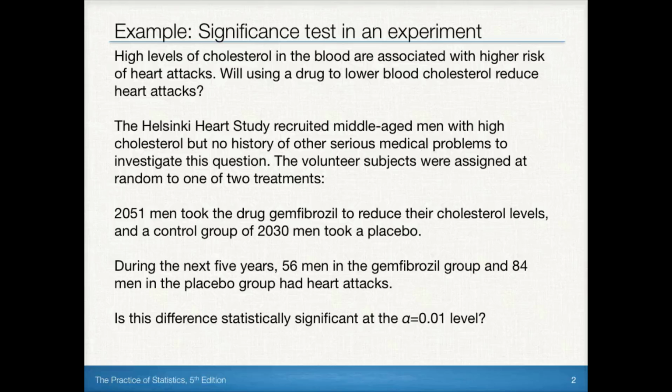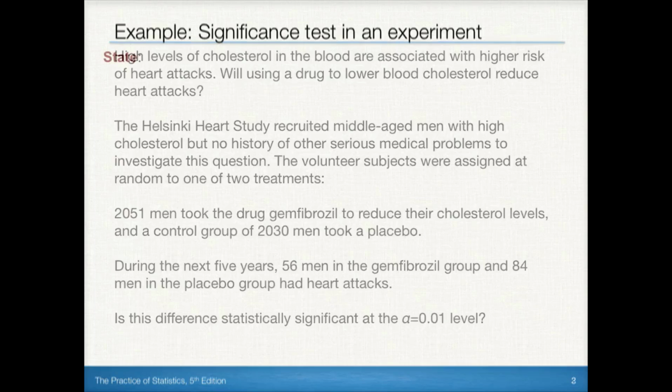In the first group, 2,051 men took the drug gemfibrozil to reduce their cholesterol levels, while in the second group, a control group, 2,030 men took a placebo. During the next 5 years, 56 men in the gemfibrozil group and 84 men in the placebo group had heart attacks. We want to know if that difference is statistically significant at the alpha equals 0.01 level.